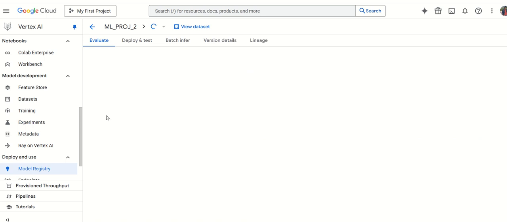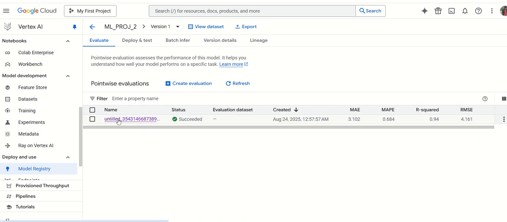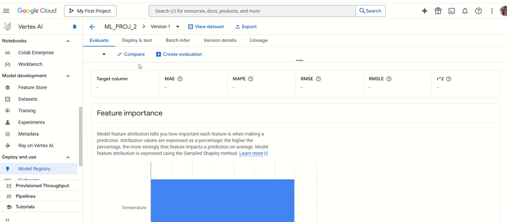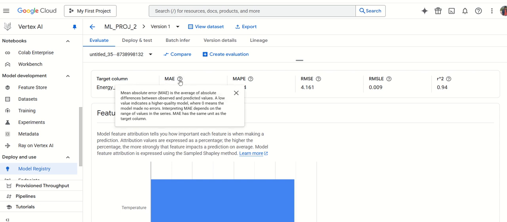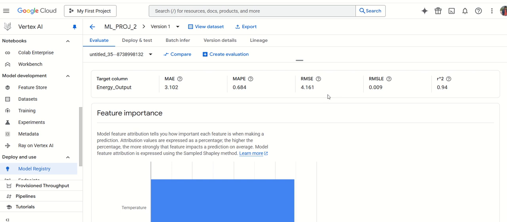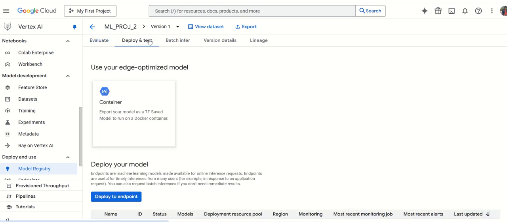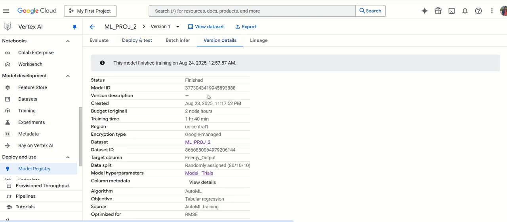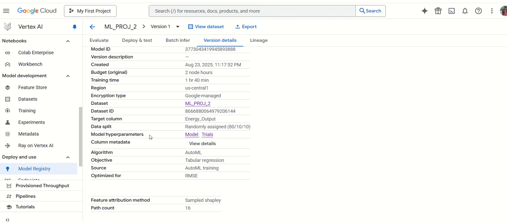So for example, if I show you the model here, in evaluation I have created an evaluation where we got the mean absolute error, mean absolute percentage error, and root mean square error. We have also deployed and tested it. And then in the versioning details, we can see other inputs. For example, the target column is energy output. Okay, and then there are my model hyperparameters, which have been derived by this model automatically, and it is optimized for root mean square error because we have considered root mean square as the evaluation parameter.